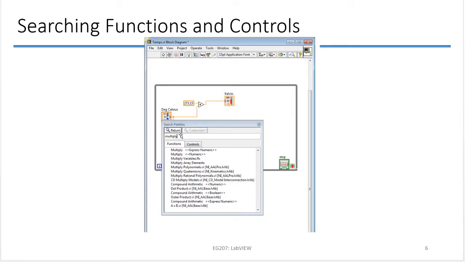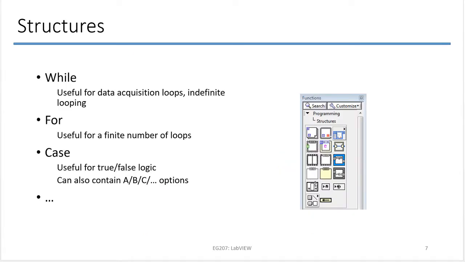This is just showing you how to search functions. So for example, I want to multiply. Well, I could go to the express numeric palette, the numeric palette. I could find this, that looks like a sub-VI to me. And then there's these other options that might be similar to what I'm trying to do, but this is how the search palette works.